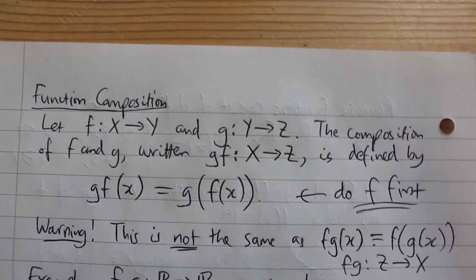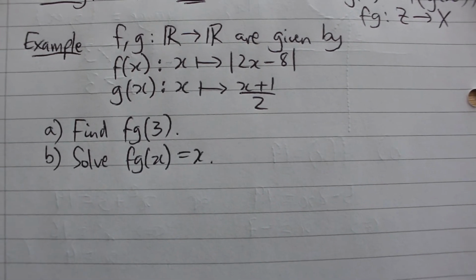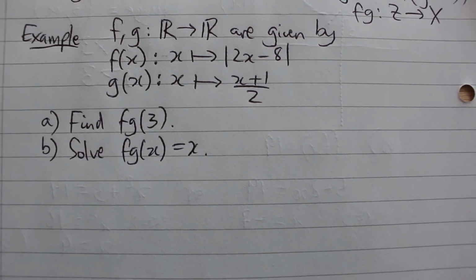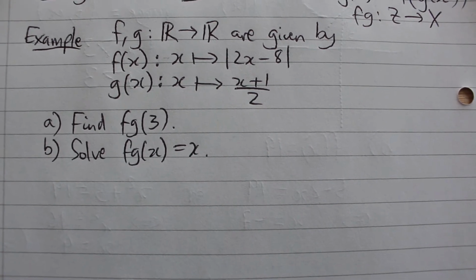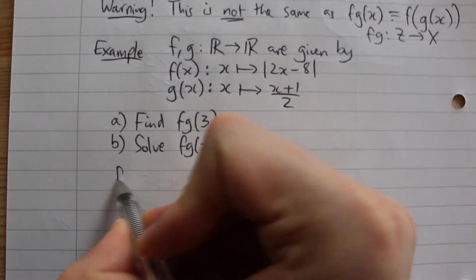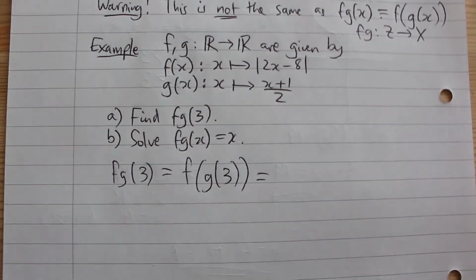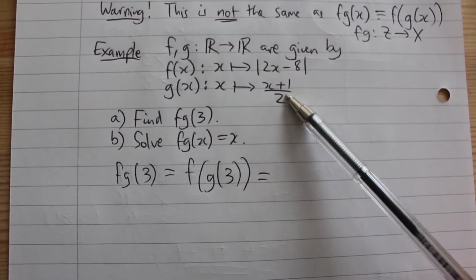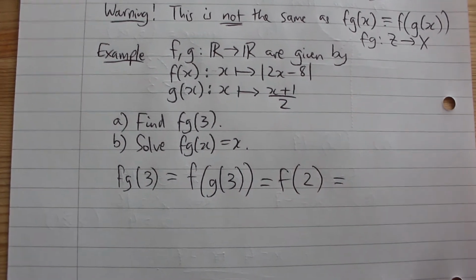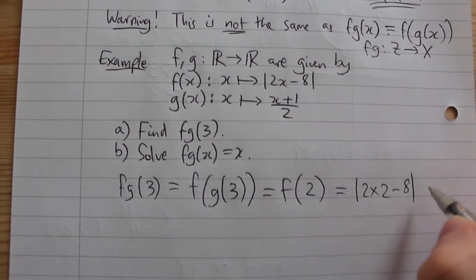Okay, so let's look at an example about composite functions. So we're given two functions from the real numbers to real numbers, given by f maps x to modulus of 2x minus 8, and g maps x to a half of x plus 1. So the first part, to find fg of 3, well, fg of 3 is f of g of 3. And g of 3, if we put 3 into g, we get 3 plus 1 over 2, which is 2. So this is f of 2. And then if we put 2 into f, we get the modulus of 4 minus 8, which is 4.